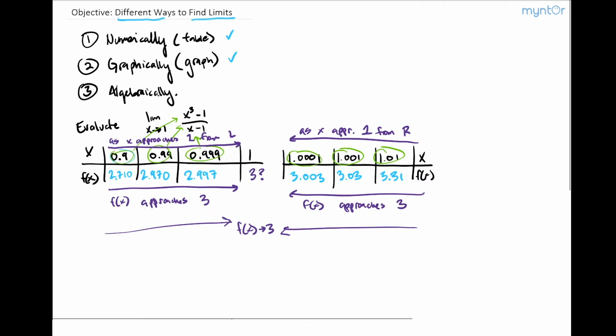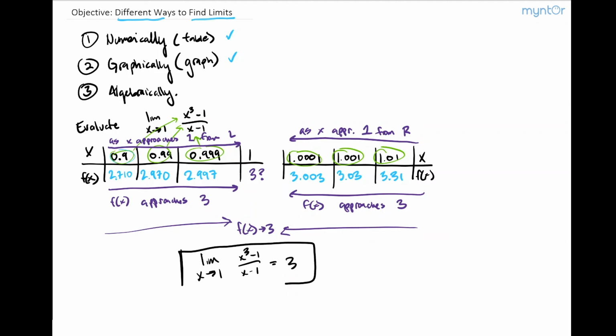And so the way we might write this out is that the limit as x approaches 1 of our function x cubed minus 1 over x minus 1 is equal to 3. That's the way to figure it out numerically. This is a numerical solution.